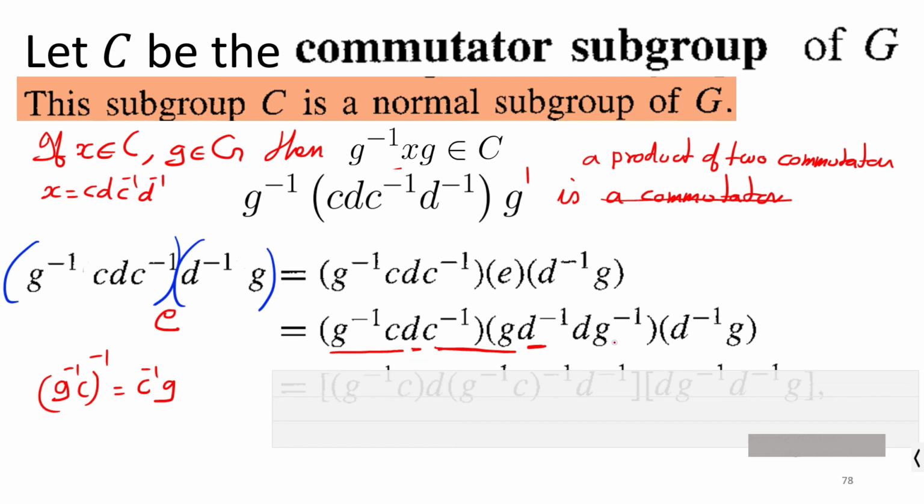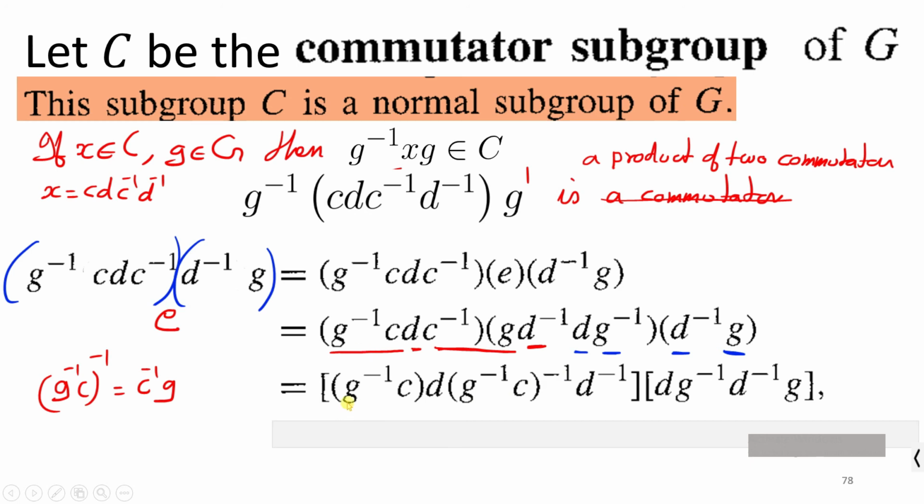That is D, G inverse, then inverse of D and inverse of G. So rearranging the brackets, you can now clearly write the expression on the right hand side as a product of two commutators. The first one is obtained by G inverse, C and D. Then you can have their inverses. The second one is obtained by D and G inverse, and you can have their inverses in the order.